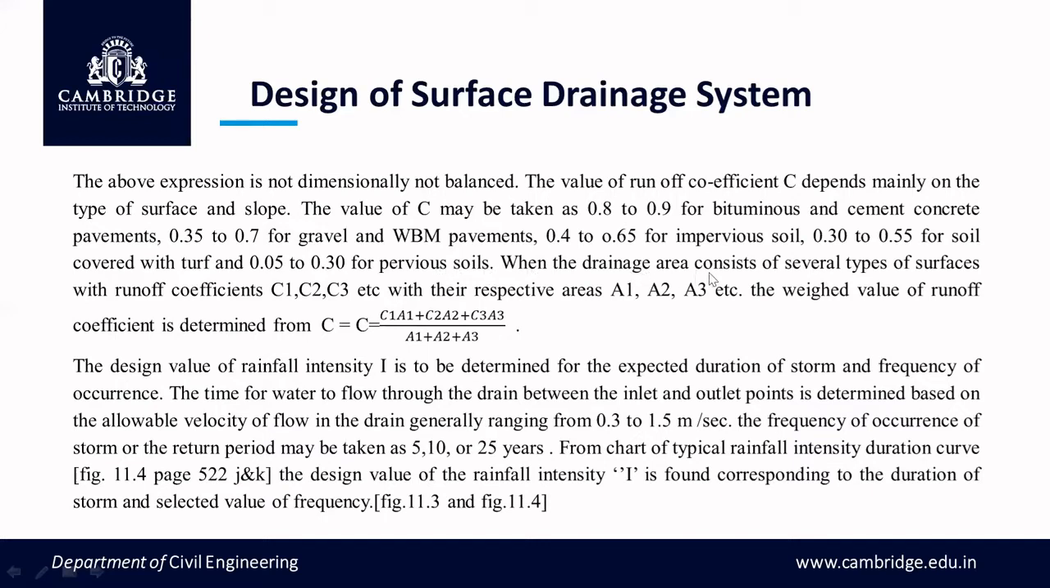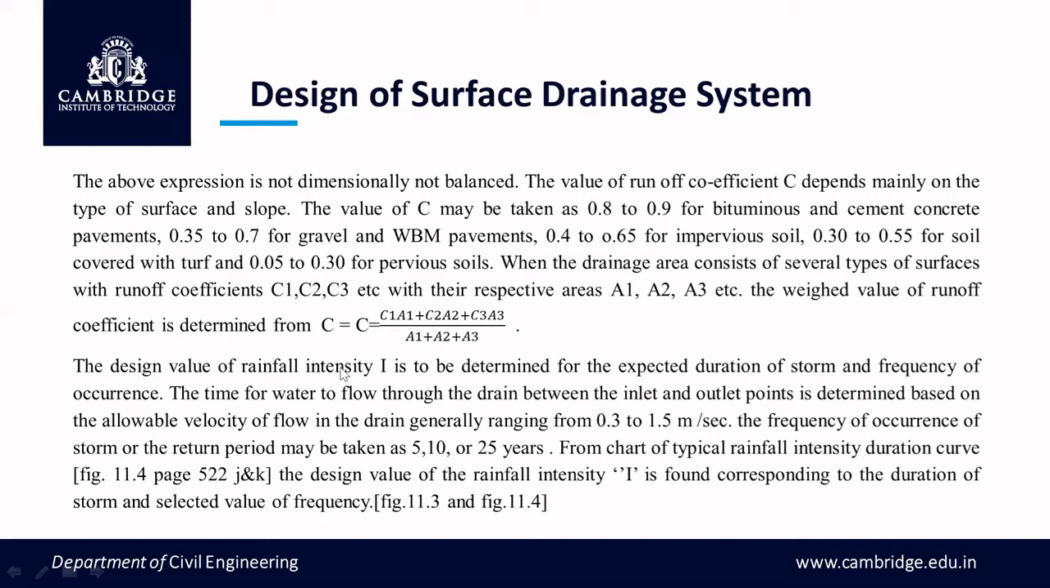When the drainage area consists of several types of surfaces with runoff coefficients C1, C2, C3, etc., with their respective areas A1, A2, A3, etc., the weighted value of runoff coefficient is determined from C is equal to C1A1 plus C2A2 plus C3A3 whole divided by A1 plus A2 plus A3.